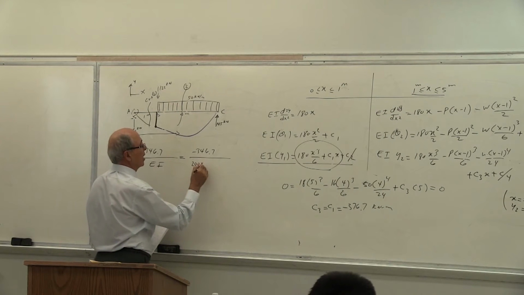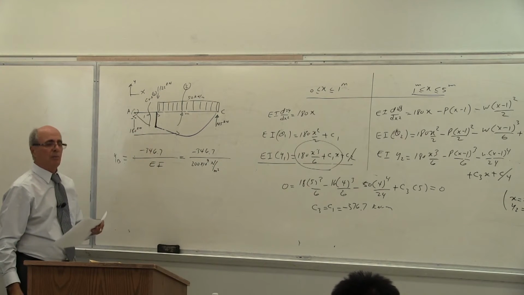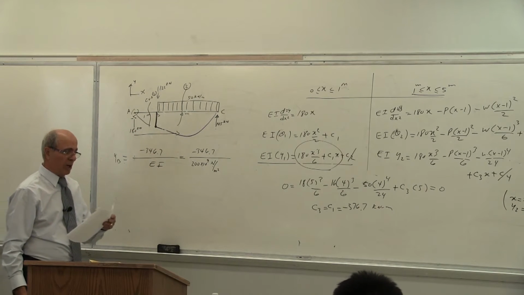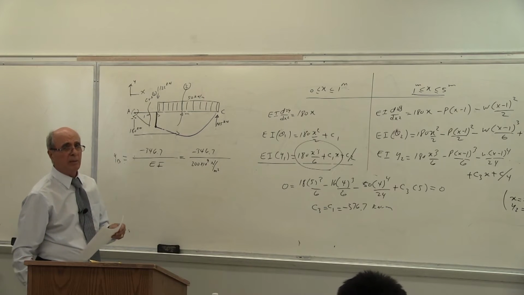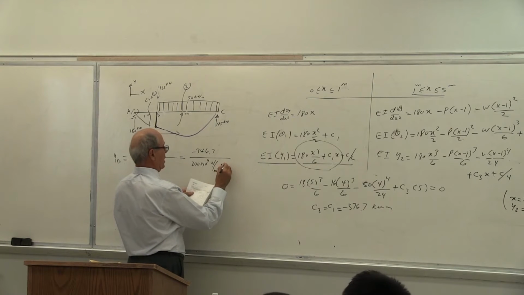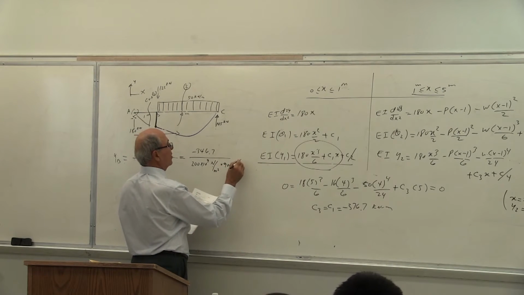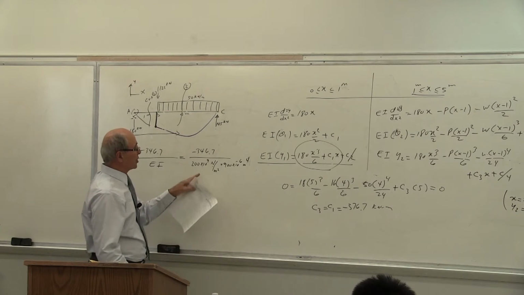Which is 200 times 10 to the power of 9 Newton per meter square. Correct or not? Yes? Multiplied by I. What is the I given? I equal to 900 times 10 to the power of minus 6 meter to the power of 4. Yes or no? Correct? So what's the total unit?